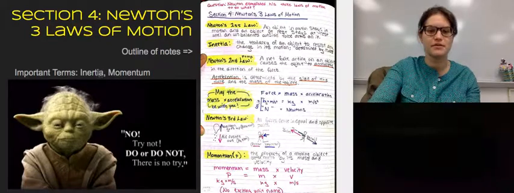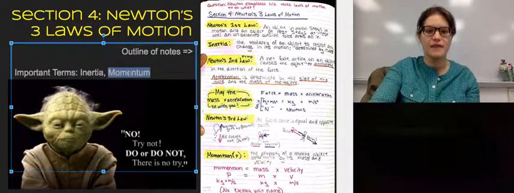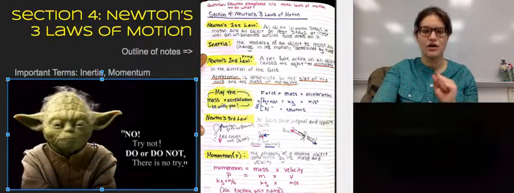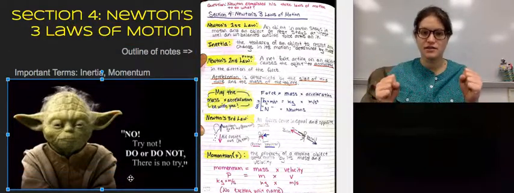The new terms are going to be inertia and momentum. So I'll explain what those are. We're going to talk about inertia on our first slide, and then momentum will be the last thing that we'll cover in this section.